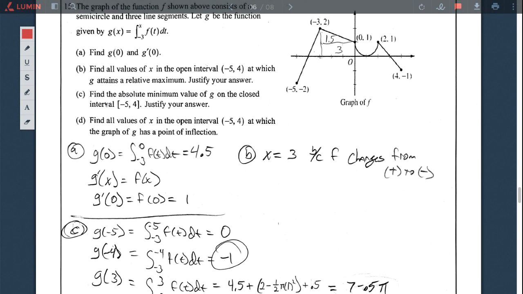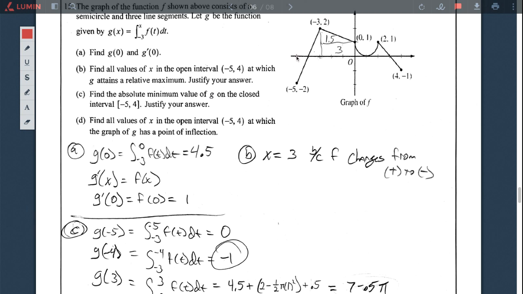All right, C, find the absolute minimum value of g on the closed interval from negative 5 to 4. So this one says absolute. Two things you need to notice: it says absolute, and the other thing is value. Since it's absolute, I need to check endpoints and critical points where there is a relative minimum.